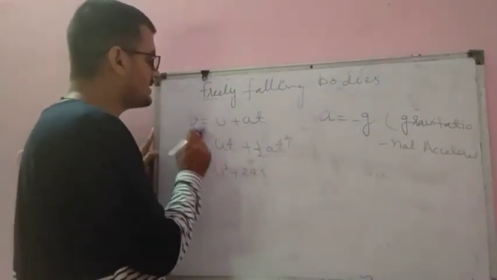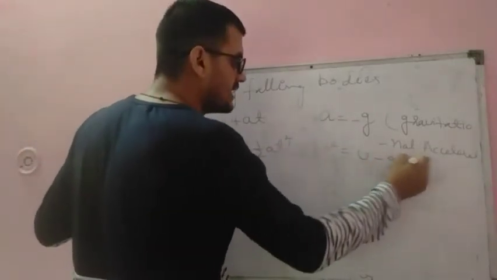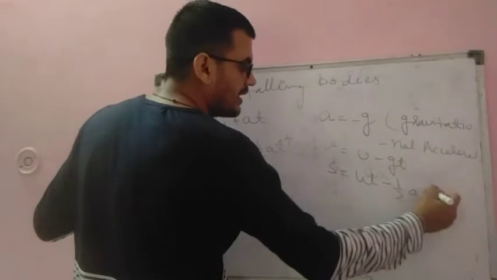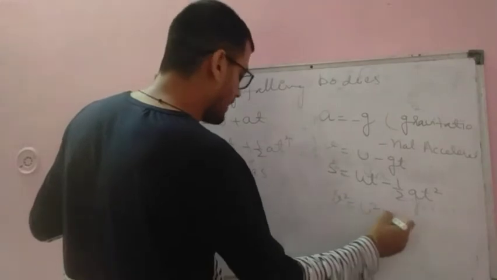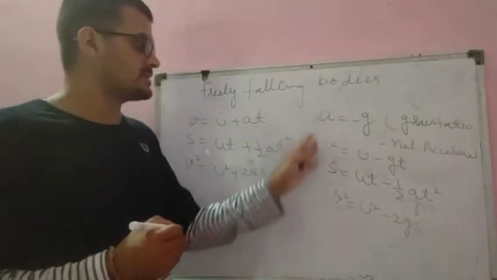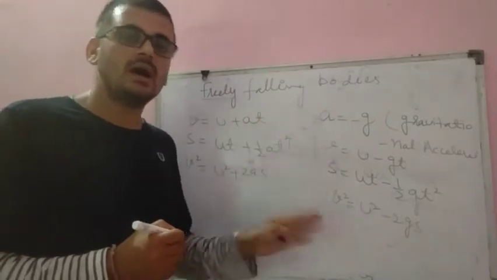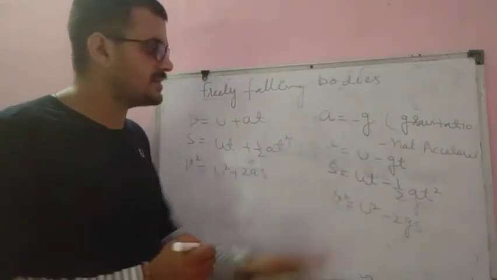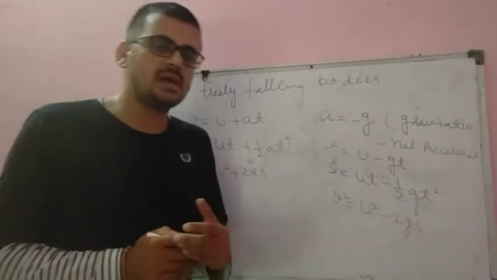So how will we write these equations in terms of g? It will be v equal to u minus gt. The second one will be s equal to ut minus half gt square. The next one is v square equal to u square minus 2gs. So these are the kinematic equations for the body which is falling freely under the gravity of the earth.